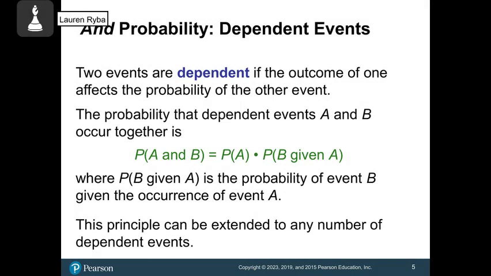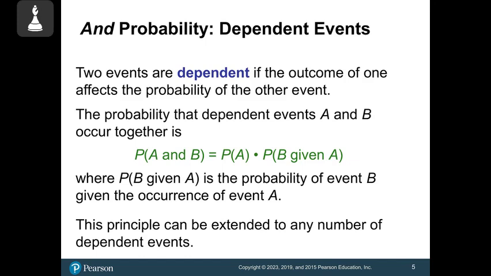The other type of "and" probability is when we have dependent events. And two events are dependent if the outcome of one is going to affect the probability of the other. So for example, a gumball machine. The probability that I get a red first, and then somebody coming after me getting a red is going to be different because my gumball has already come out of the machine, and now the number of reds in the gumball machine is different than what I started with.